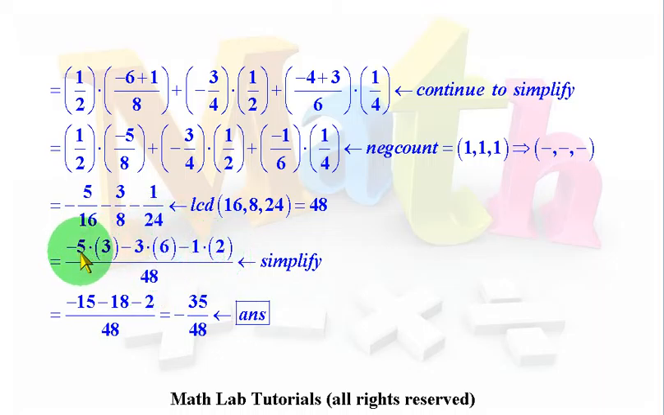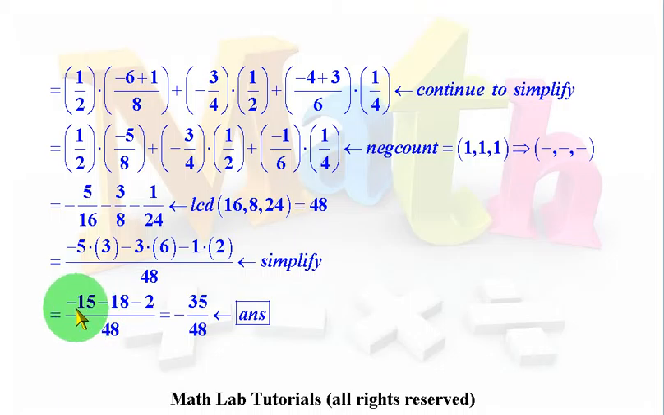And we see the numerator over here will turn out to be an integer string. We get a -5.3, which is -15, -3.6, which is -18, -1.2, which is -2.